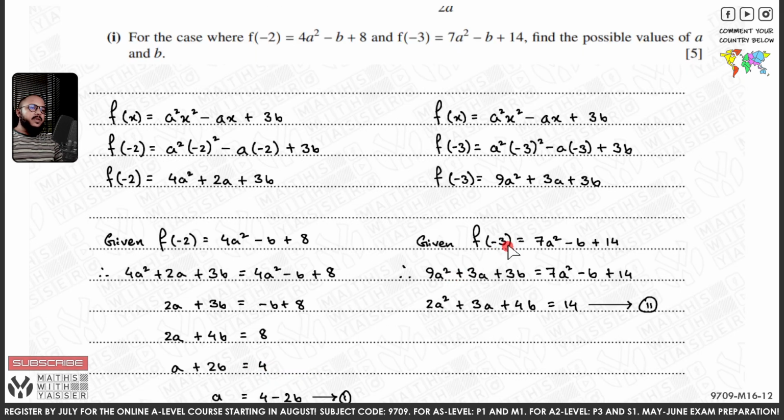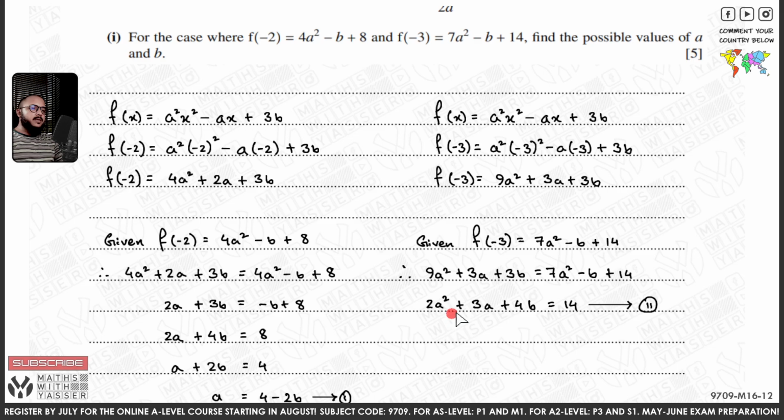Similarly, when we substituted minus 3 into this equation, we got 9a square plus 3a plus 3b. But the question also said that for minus 3, it will be 7a square minus b plus 14. So we can say that our equation must be equal to 7a square minus b plus 14.